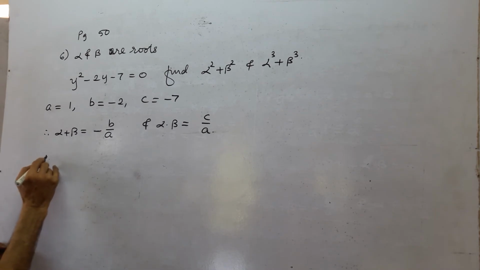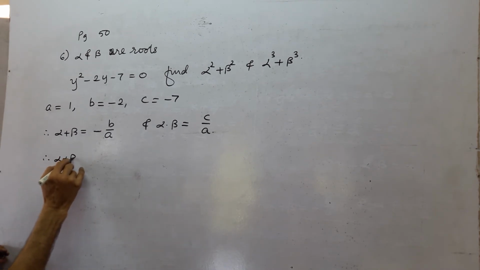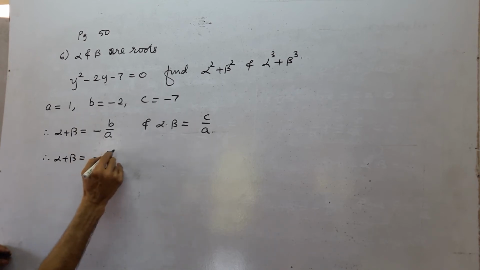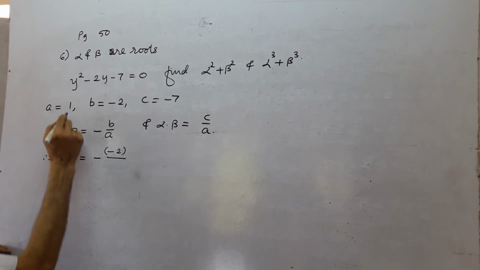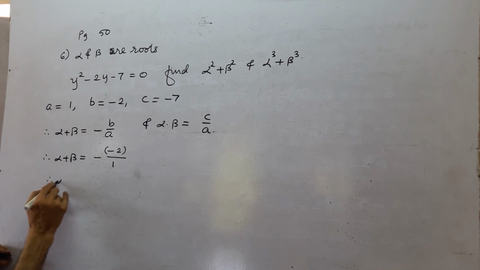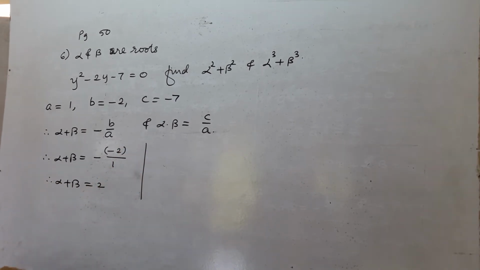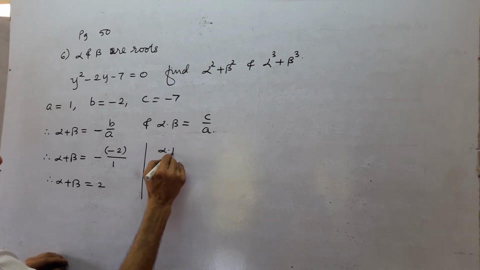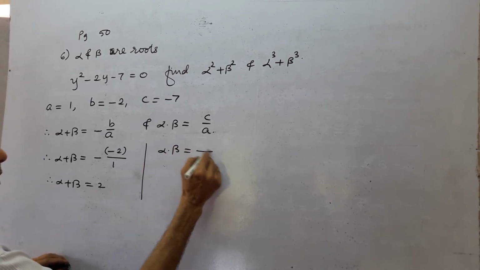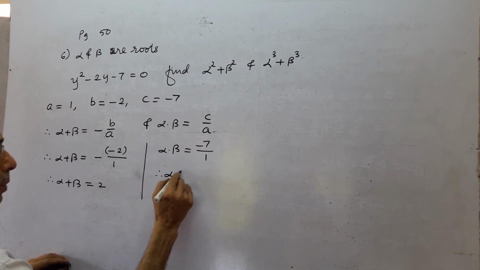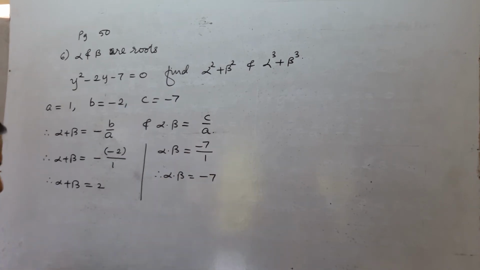Now alpha plus beta is equal to minus B upon A. Here B is minus 2, and A is 1, and therefore alpha plus beta is equal to 2. And here alpha into beta is equal to C upon A, but C is minus 7, upon 1, and therefore alpha into beta is equal to minus 7.